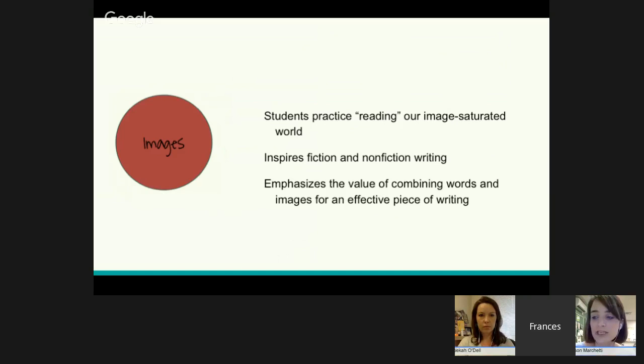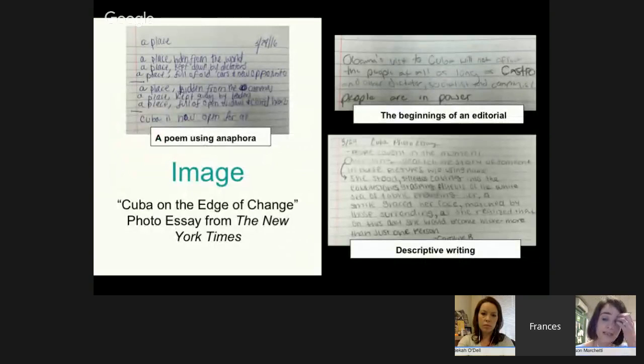And images can also emphasize the value of combining words and images for an effective piece of writing. So we often try to find images with well-written captions or images that are part of a longer photo essay. And so that brings us to our example today, which we actually both used in our classrooms this week.